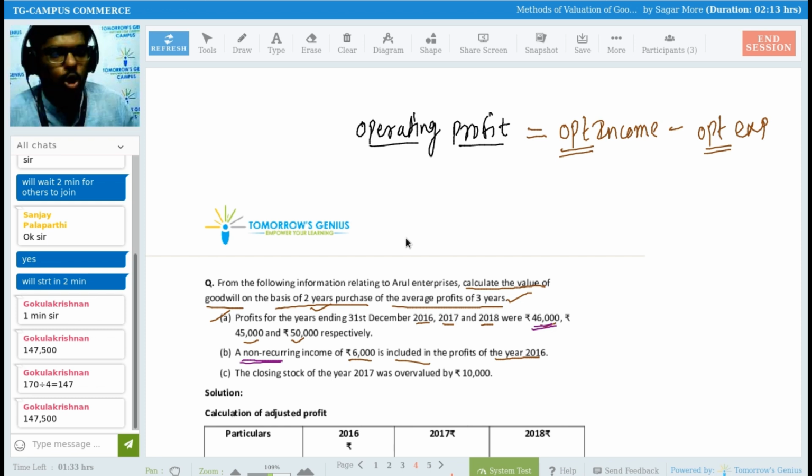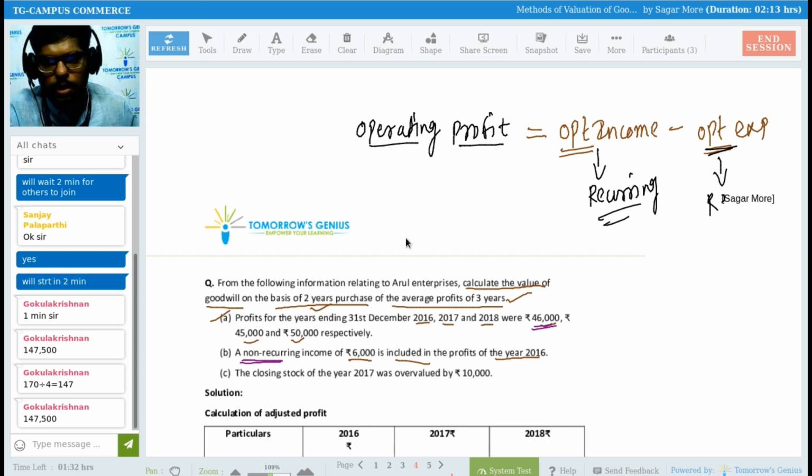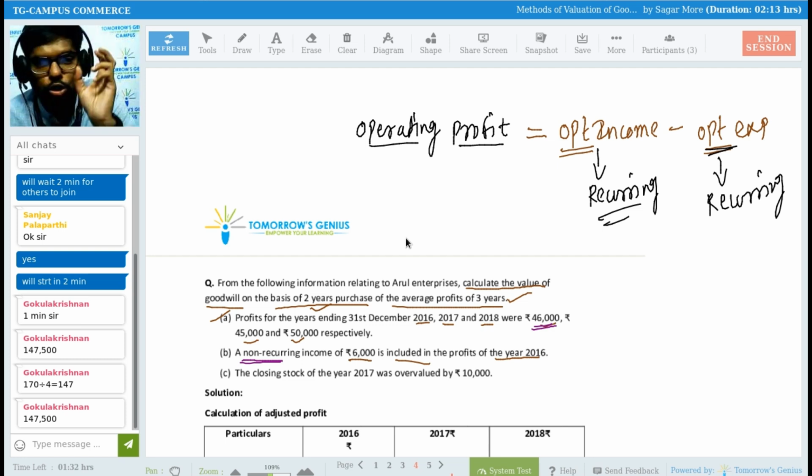So operating means recurring, that you are deriving on a regular basis from your operation, right? Operating expenses are recurring in nature. Recurring means you are incurring these expenses on a regular basis for running your business. But sir, non-operating is nothing but non-recurring. So those expenses, those incomes are not regular in nature, and are not connected to your day-to-day business activity.